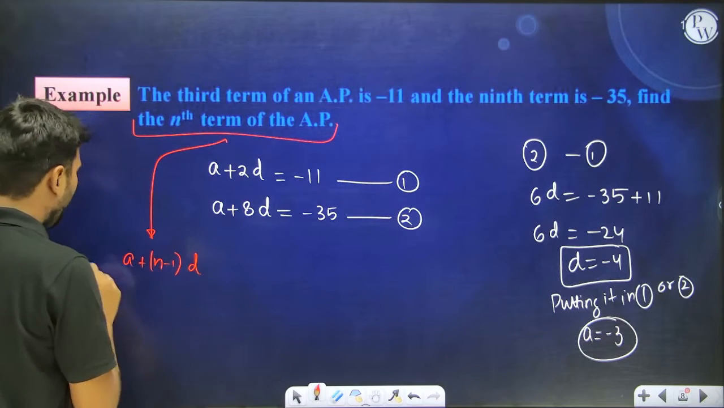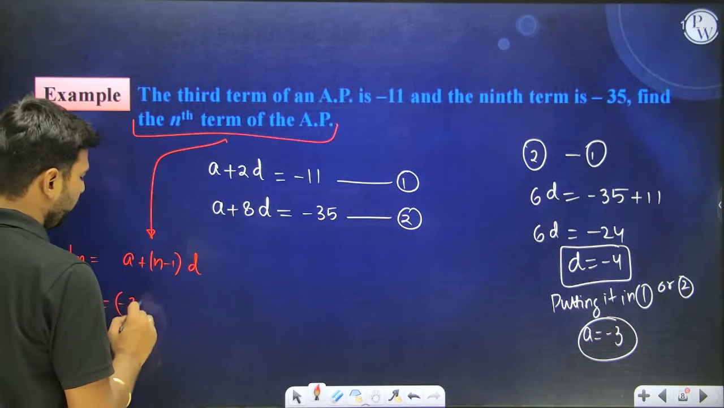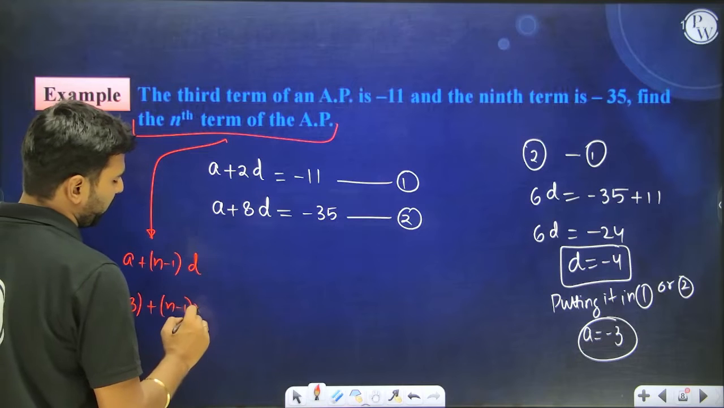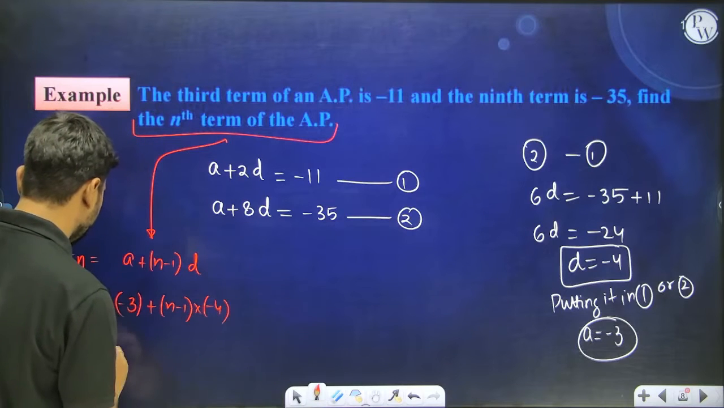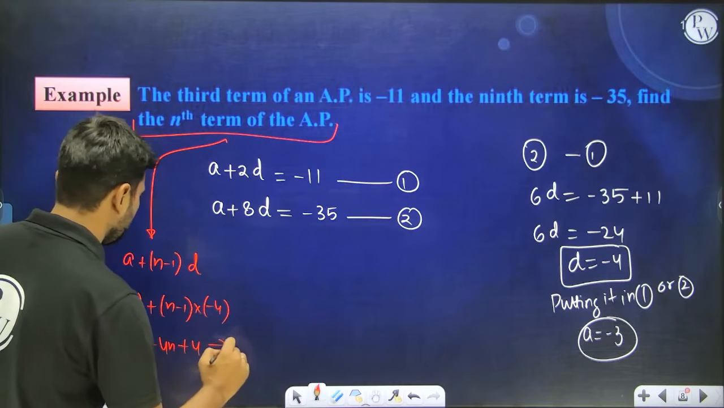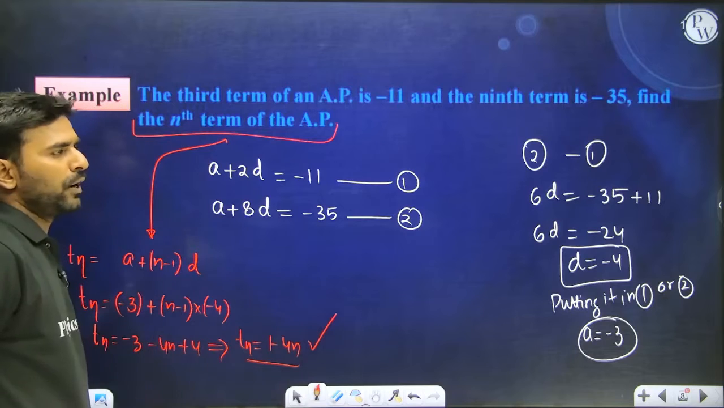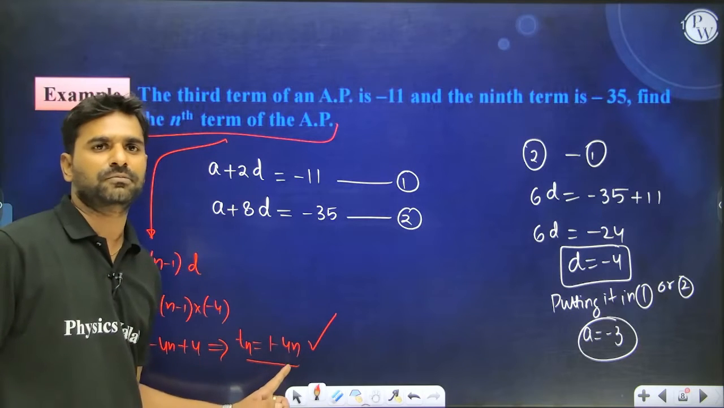Since you have the value of a and the value of d, just put it over here and you will get the value of the nth term. The nth term is coming out to be tn equal to 1 minus 4n. If you put n is equal to 1 over here, you're going to get the first term, that is minus 3.